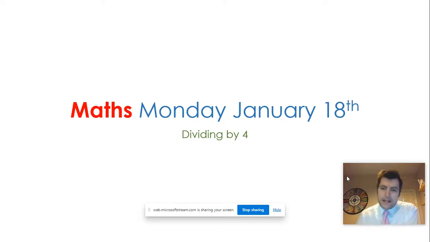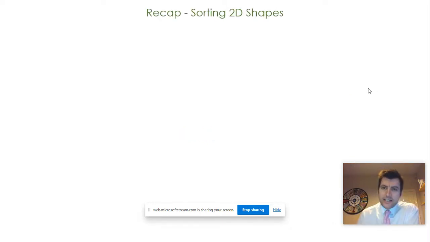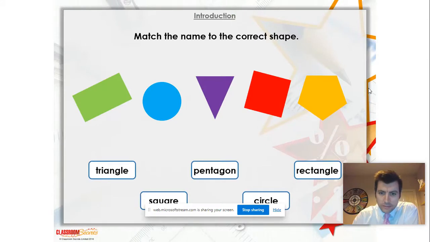In this recap element of our learning, we're going to think back to our 2D shape work that we were looking at last week, and we're going to try and think about how we sort some 2D shape. Okay, to begin with, we've got 5 shapes there, a green one, blue, purple, red, and orange, and you've got to match the shape to the name. See if you can do that.